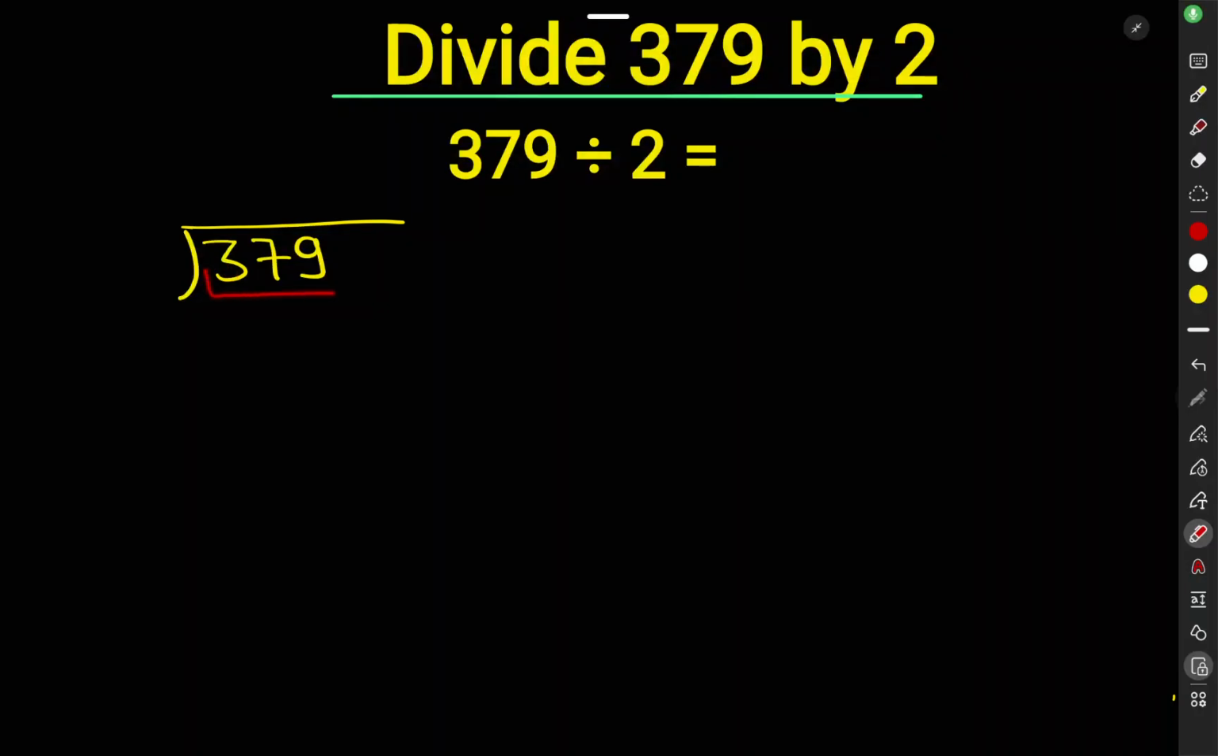Divide 379 by 2 in long division method. So 2 times 1 means 2.